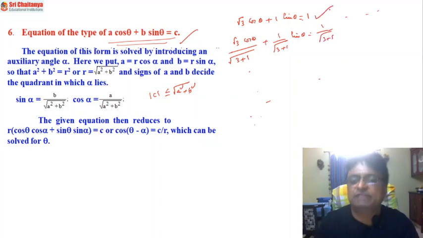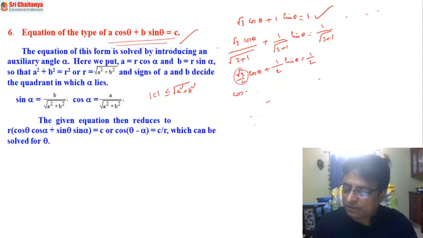Suppose this is the equation given for you. Now it is root 3 by 2 cos theta plus 1 by 2 sin theta equal to 1 by 2. So if root 3 by 2 is my cos, what angle? Cos 60 degrees, pi by 3. Then automatically this becomes sin 30 degrees, sin pi by 3.